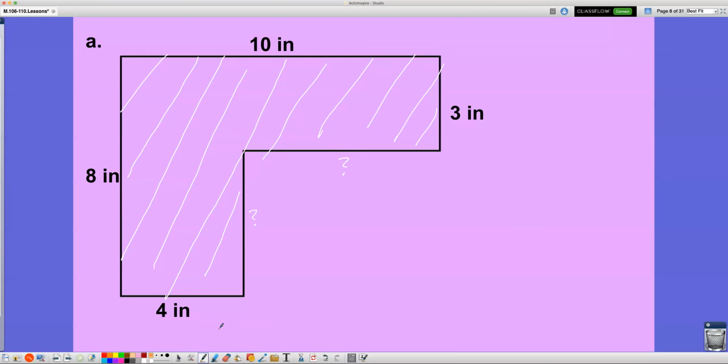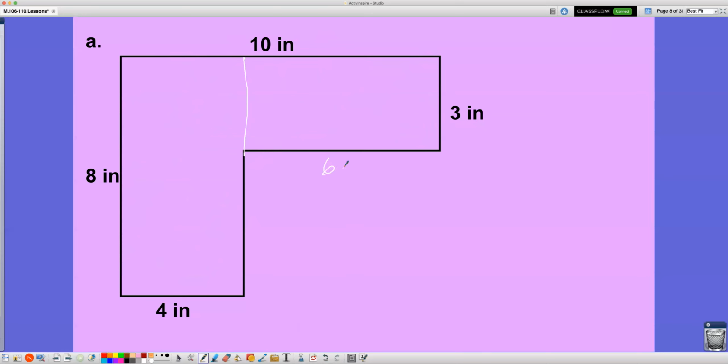Well, what do we need to do? It doesn't matter what you decide. If you decided to go this direction, you could do that. Or if you wanted to divide this into another part like this, you could do that. Let's do it this way first. If you have 10 minus 4, I know that this side is going to be 6 inches here. And I know that this 8 all the way up vertical here, minus this 3 vertical here, means that this piece is 5 inches.